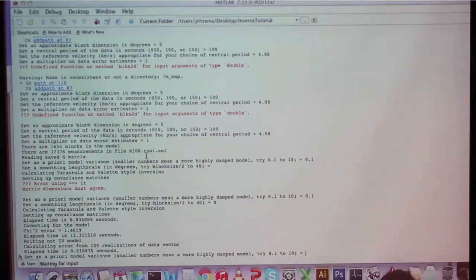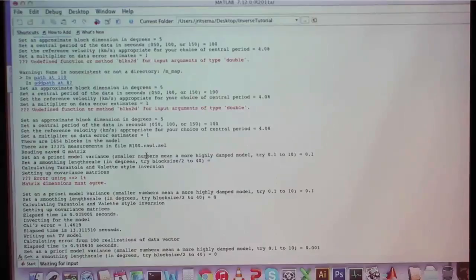Only 0.01. That means you're really pushing the model to be close to the reference structure. So you increase the damping considerably. You're really damping the model to the reference structure. Again, use a smoothness of 0 for now, so that we don't smooth the model.